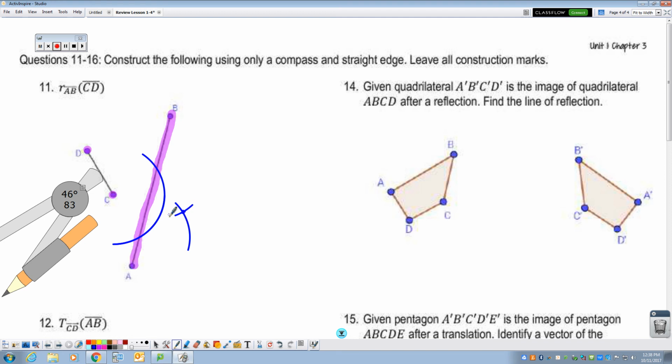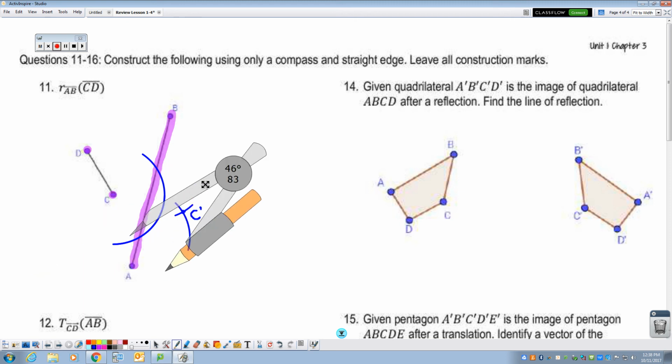that point is equidistant from the two endpoints of my segment as C is from those two endpoints, which means it is the same distance from my line of reflection, which means it's the exact location of C prime.